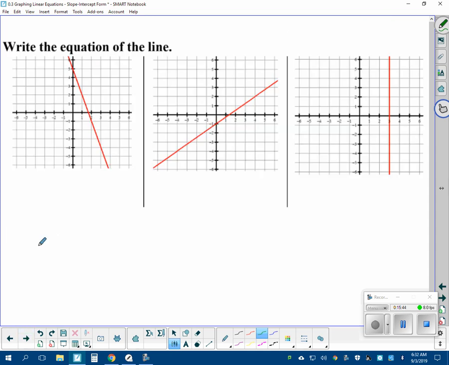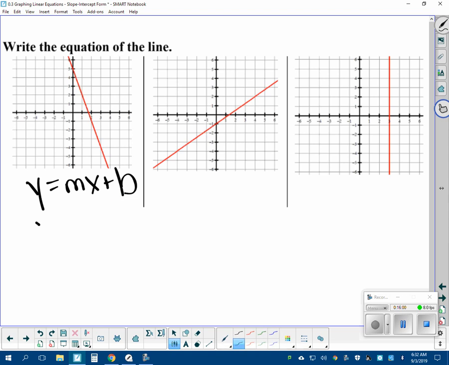All right, write the equation of the line. So we're going backwards now. They've given us the line. We need to write the equation. I'm going to do the first one with you. So we know we need y equals mx plus b. That's our main form all the time. The easiest thing to find, even though it's last, is the b.